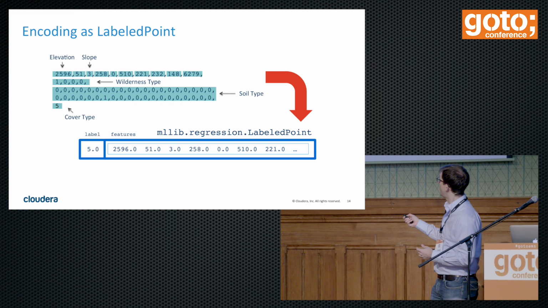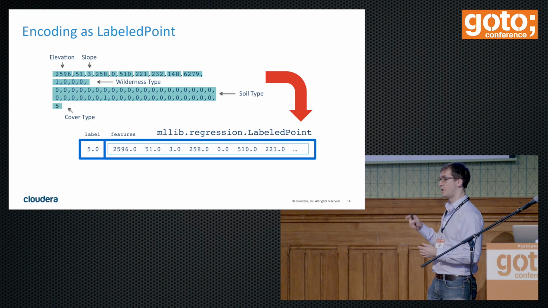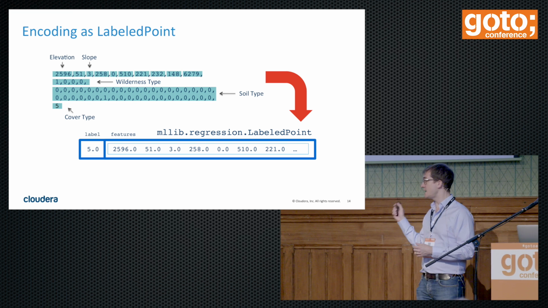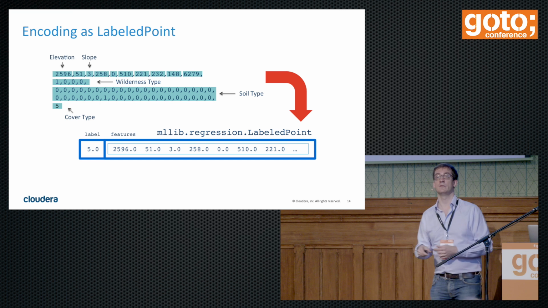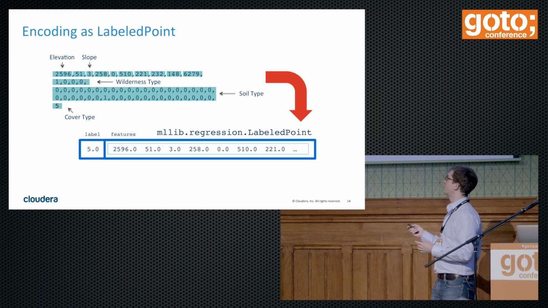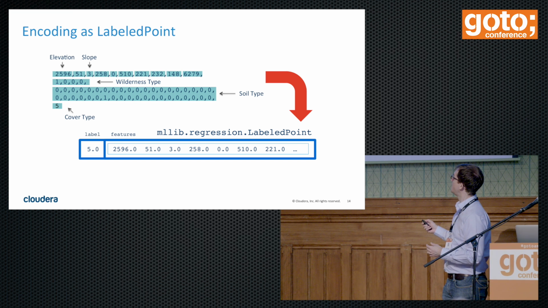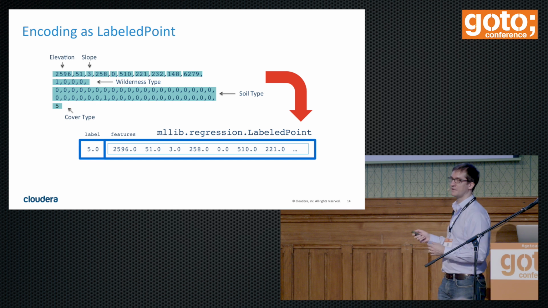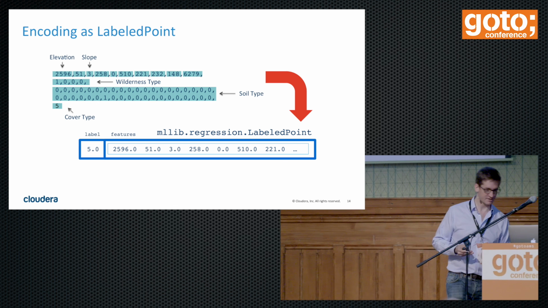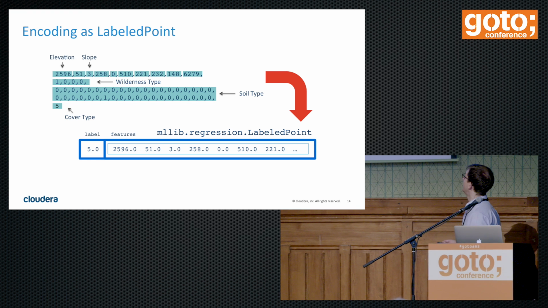And last but not least, we have the cover type. This takes on 1 of 7 values, and these are encoded as a number from 1 to 7. So interestingly, there's really 3 non-numeric values here encoded in 2 different ways. Such is life. This is real data.